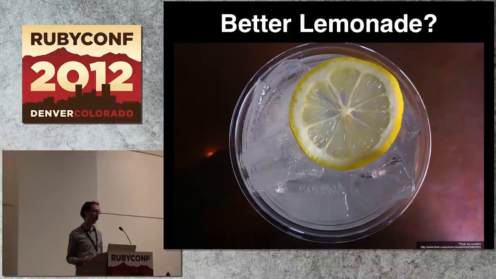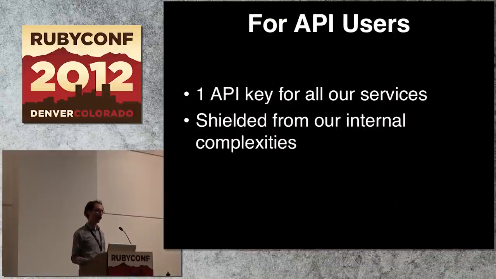So how did this really help us? Did this really make better lemonade from chaos? From the user perspective, I think it did. It helped our users. We were able to build one website where users can go to and find all of our web services. And they only have to sign up for one API key, and they can get access to all of our APIs. So they're shielded from the internal structure. They don't need to know which department does what, and we have different web presences throughout the internet on various .gov domains.